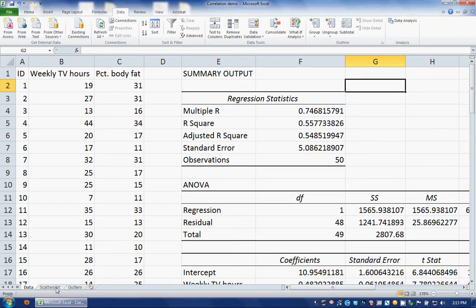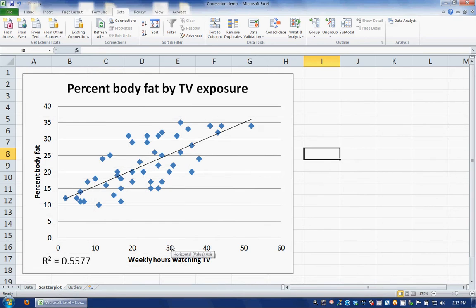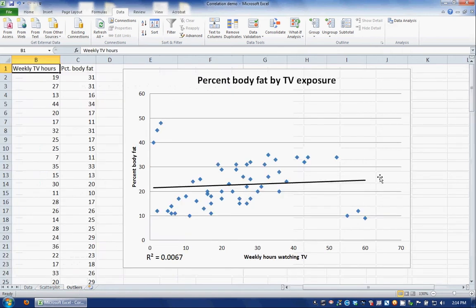So let's have a look at what an outlier might look like. Here is the scatter plot you've already seen of the relationship in the data set between the number of hours an individual spends watching television and the percentage of body fat. Okay, notice how all of the points kind of conform to the same pattern, and we have this 0.55, almost 0.56, 56% R-square value. Watch what happens if we introduce a half a dozen outliers into the data set.